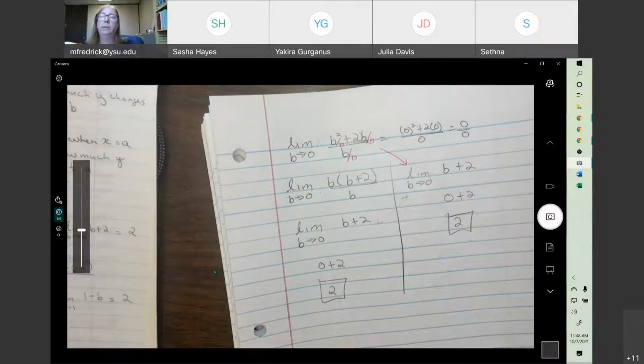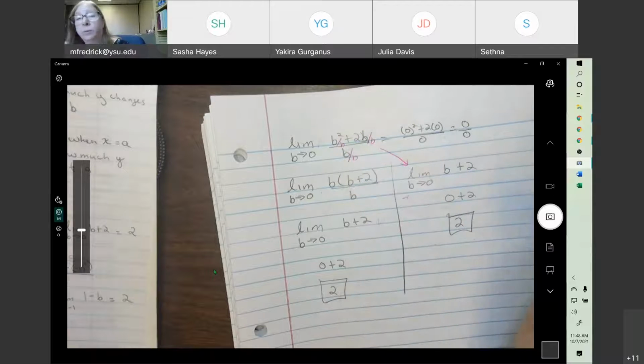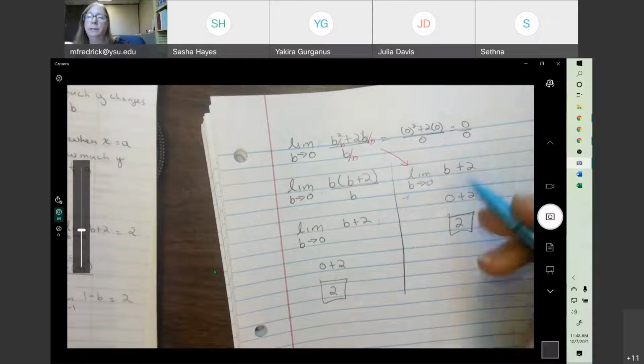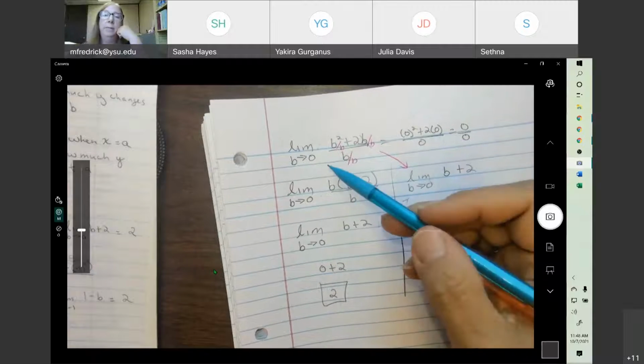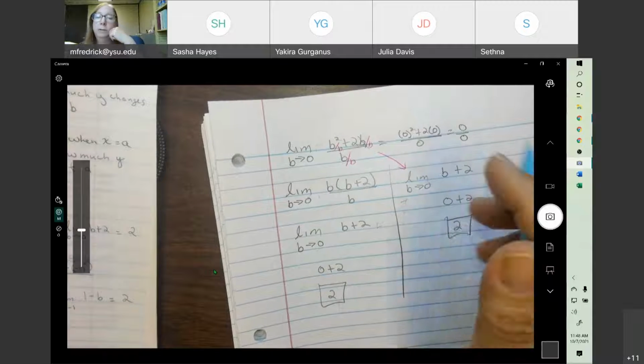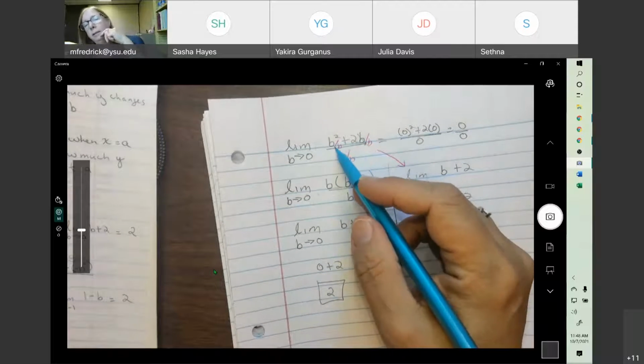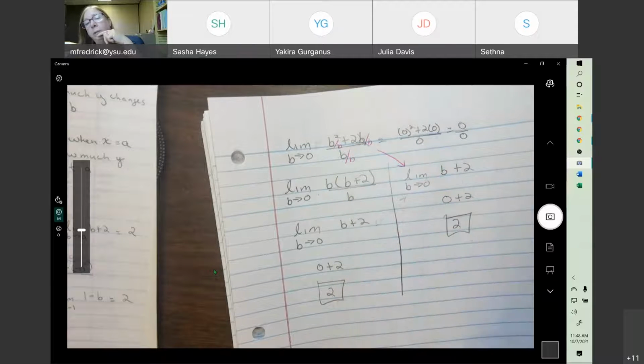What you do want to be careful of is that you don't just cancel these two b's and have b squared plus 2. This answer will give you the same, but other values for b would not. So you either need to factor out the top or divide a b from every term.